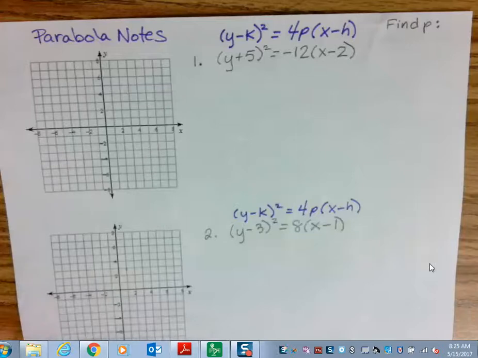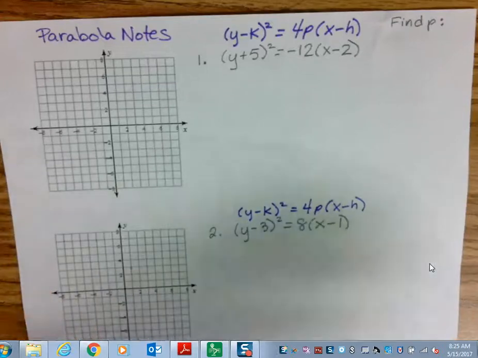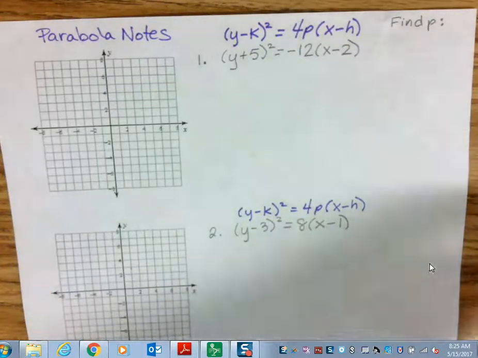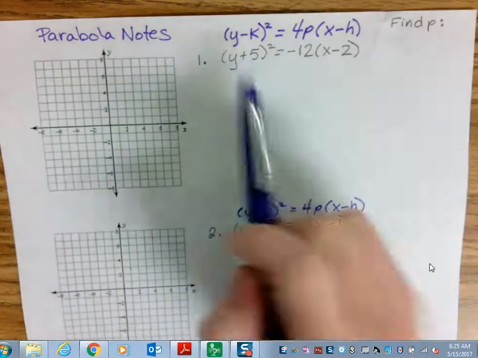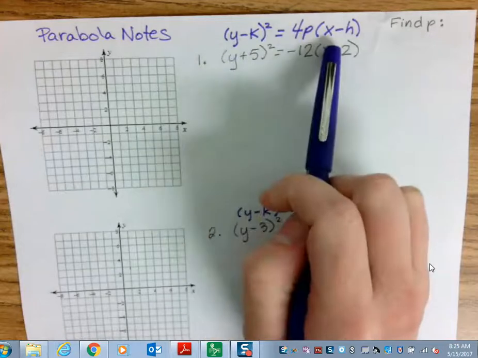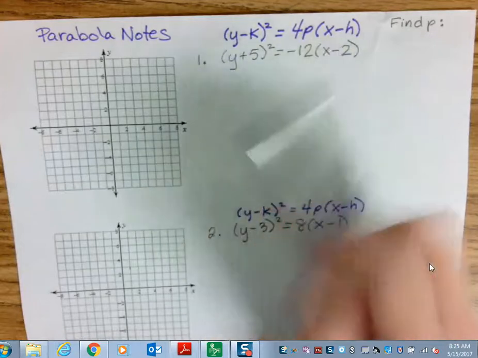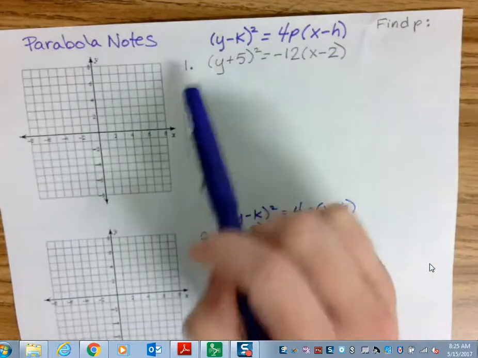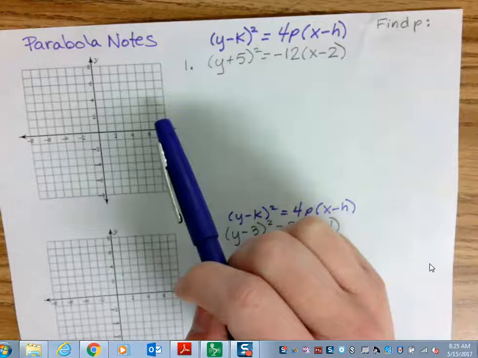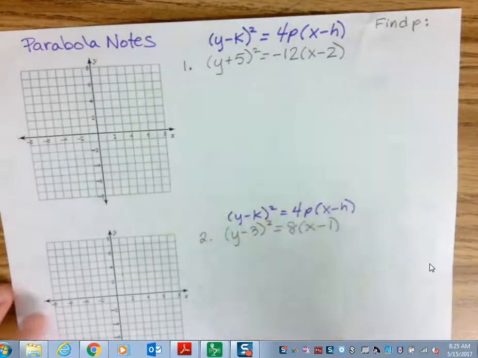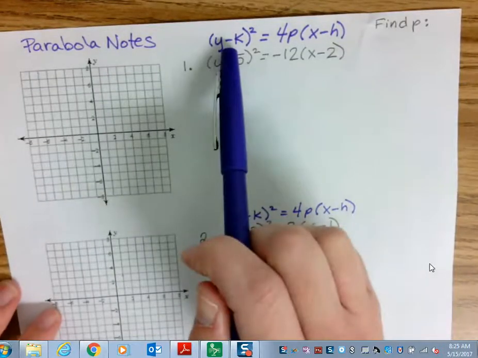Okay, so we're going to do your parabola notes, and these are written in the conics form. And you can see it looks a lot like some of the other equations that we've had for conics. So this is a parabola that's going to open to the left or to the right, and you can tell that because it's the y that's squared instead of the x.